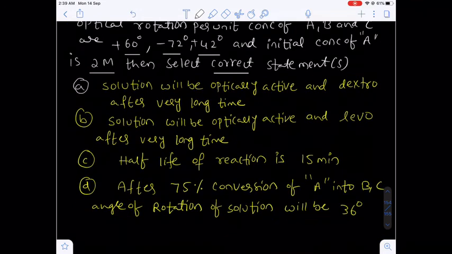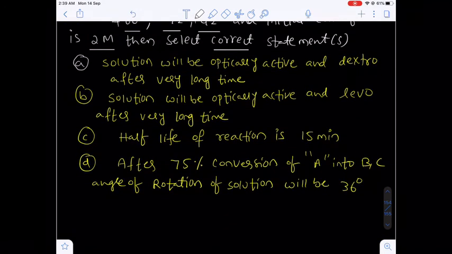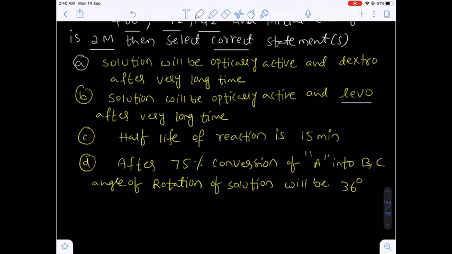First statement, the solution will be optically active and dextro-rotatory after a long time. Number 2, the solution will be optically active but levorotatory after a long time. First option dextro, second option levo. Half-life of the reaction is 15 minutes. After 75% conversion of A into B and C, the angle of rotation of the solution will be 36 degrees. Are you getting my point?